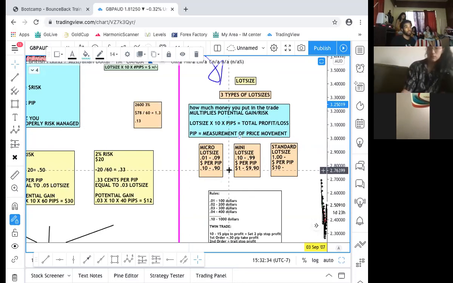So I got a question, family. If I use a 0.06 lot size, how much would that be per pip? 0.06. 60 cents, yep.